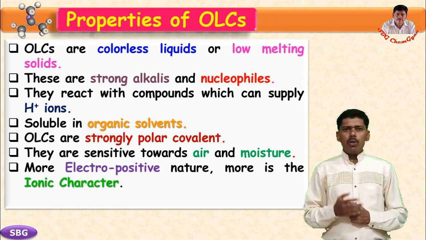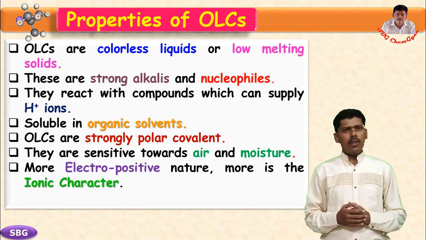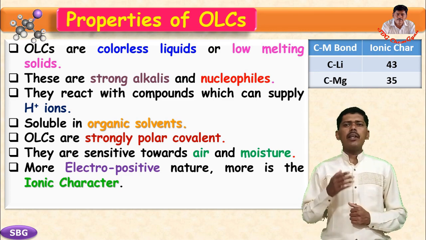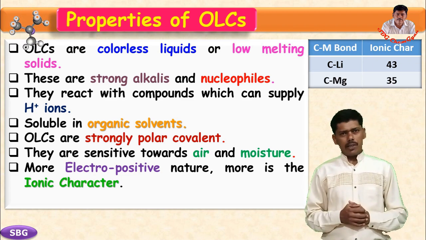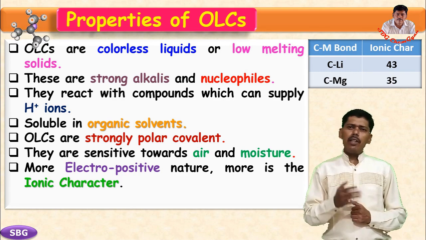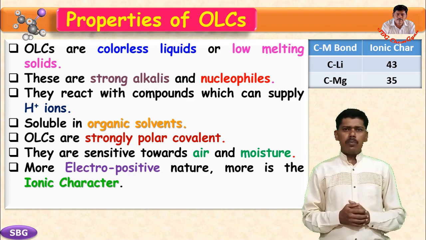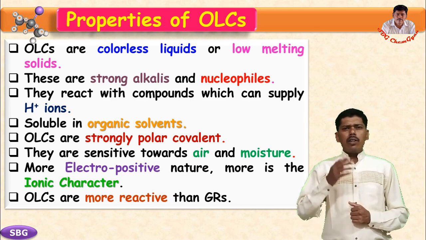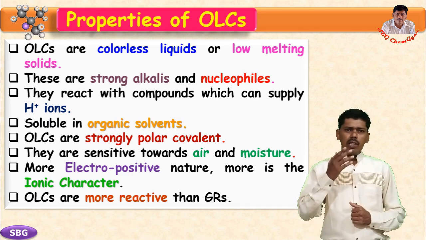The more electropositive the metal, the more the ionic character of the compound. Organolithium compounds have more ionic character than organomagnesium compounds. That is, the ionic character of the bond between carbon and magnesium is approximately 35%, whereas the bond between carbon and lithium is 43%. Hence, the ionic character of alkyllithium is greater than that of Grignard reagent. Due to this, we can say that organolithium compounds are more reactive than organomagnesium compounds, that is, Grignard reagents.